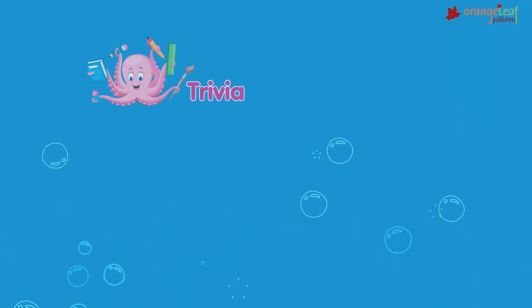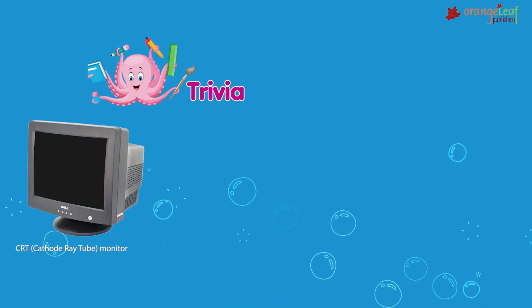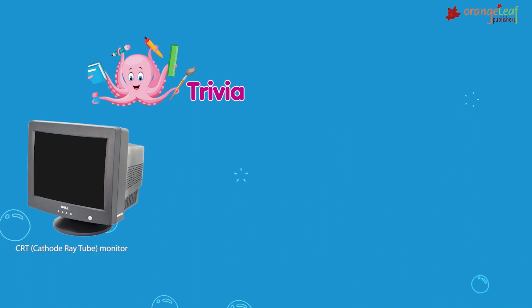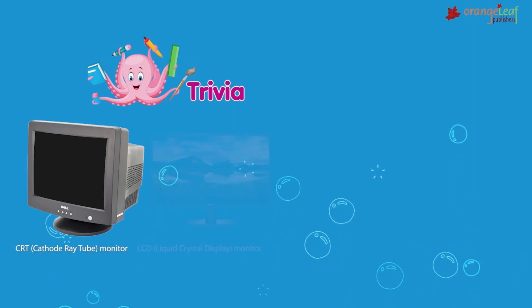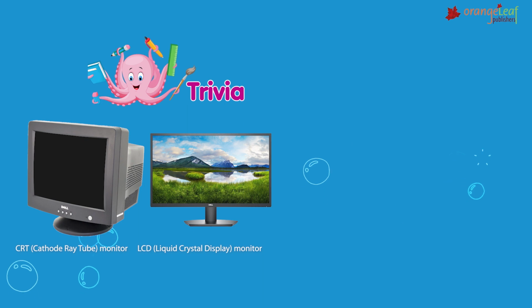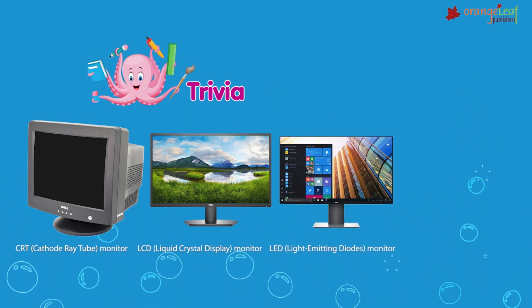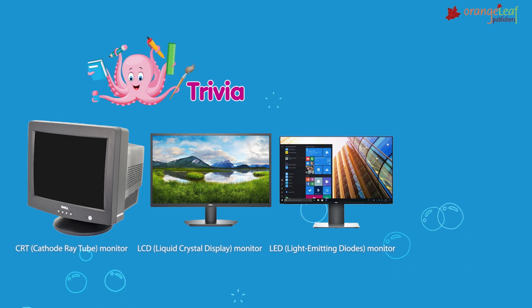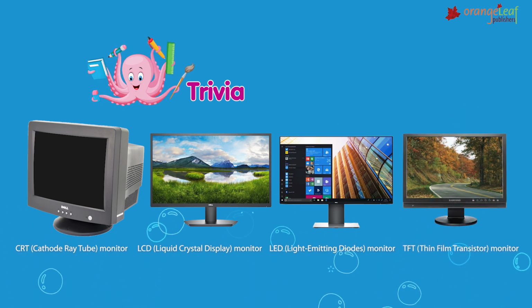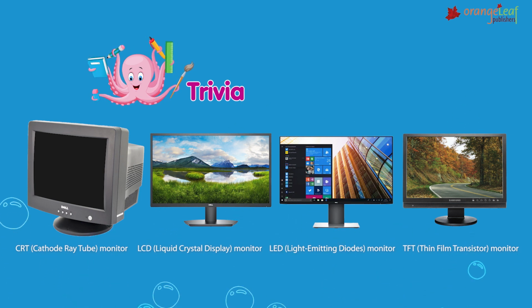Let's look into the trivia. Different types of monitors are CRT monitor, that is a cathode ray tube. LCD monitor, that is a liquid crystal display. LED monitor, that is a light emitting diodes. And TFT monitor is a thin film transistor.